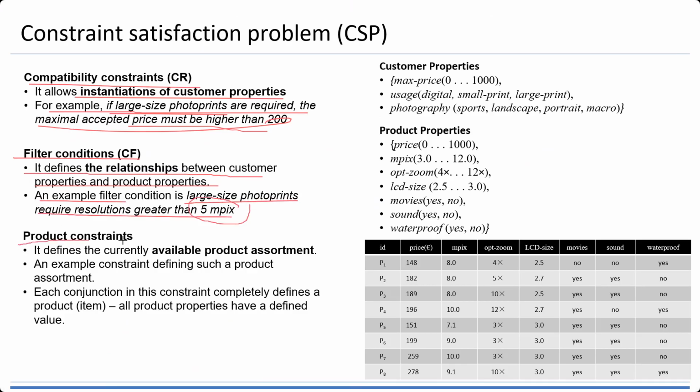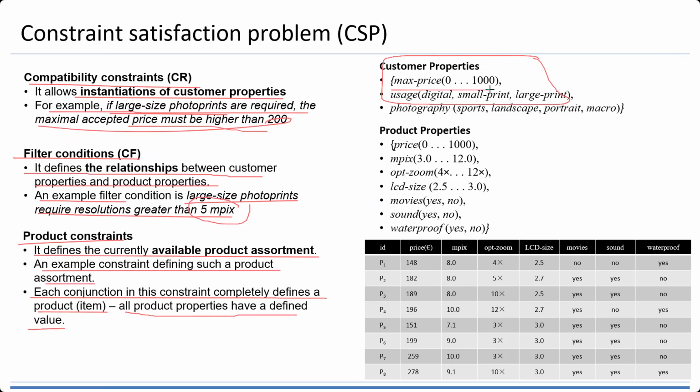And we also need to have the product constraint. The product constraint defines the currently available product assortment. An example constraint defining such a product assortment. Its conjunction in this constraint completely defines a product or item, and all product properties have defined values. So yeah, you need to make something like these properties.